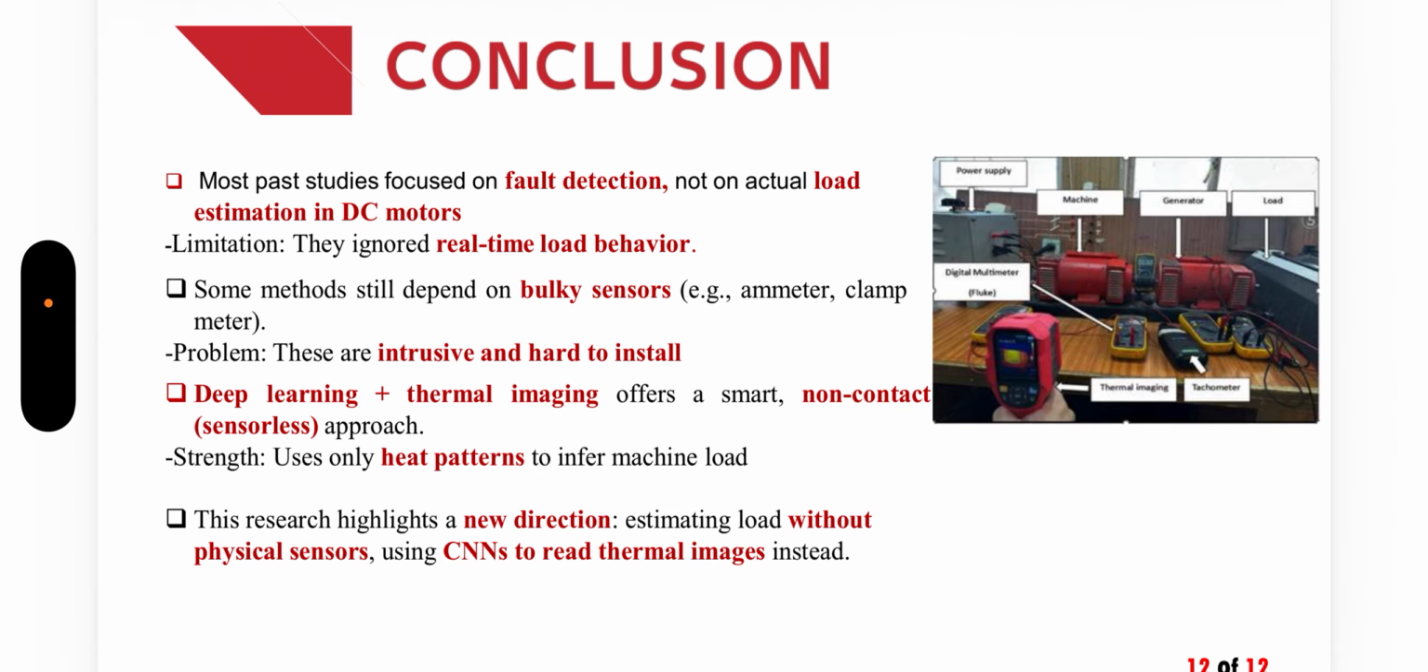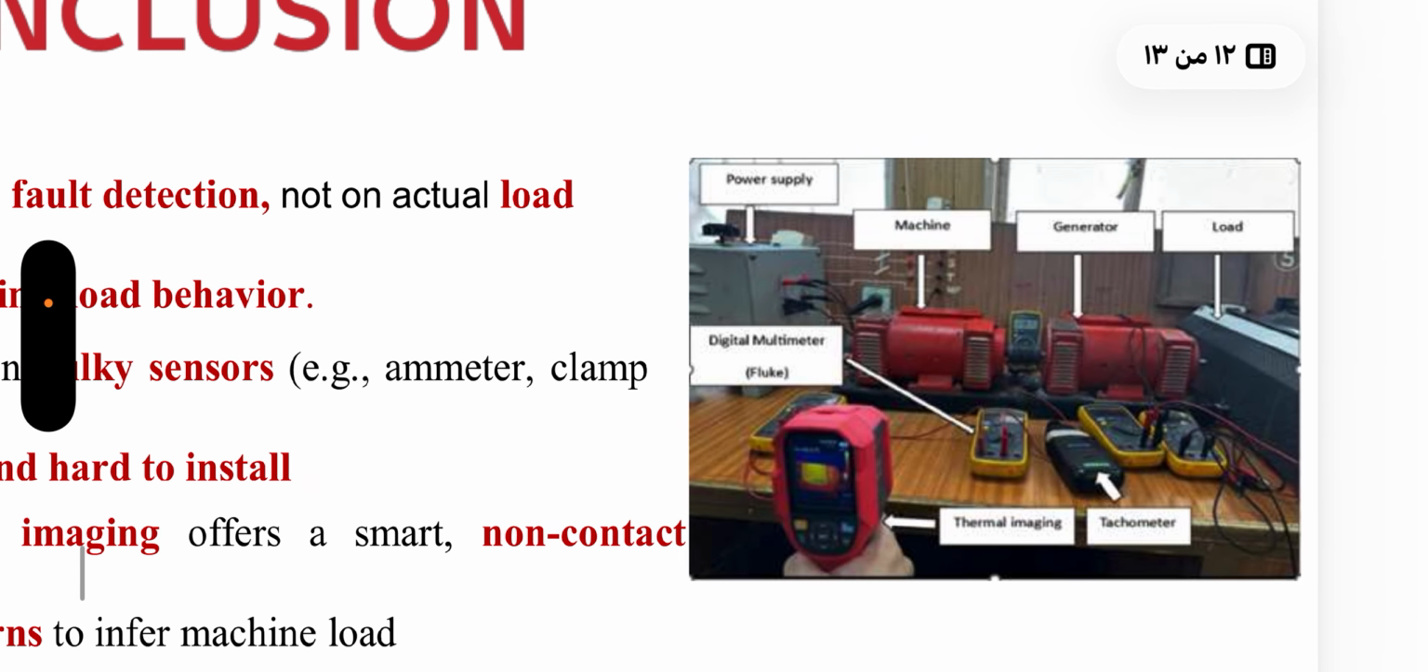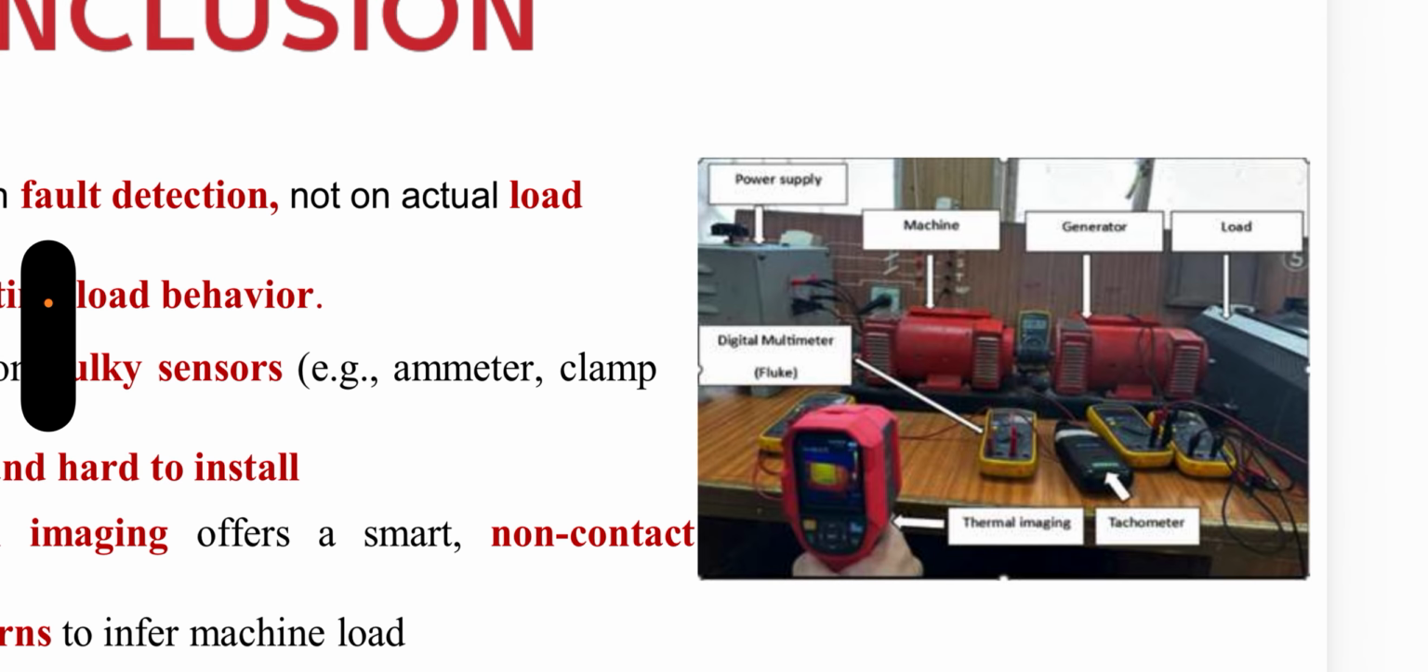Deep learning and thermal imaging offer a smart non-contact sensorless approach. Strength: use only heat pattern to infer machine load. This research highlights a new direction: estimating load without physical sensors. Use CNNs to read thermal imaging instead. This picture shows the experiment for DC motor.